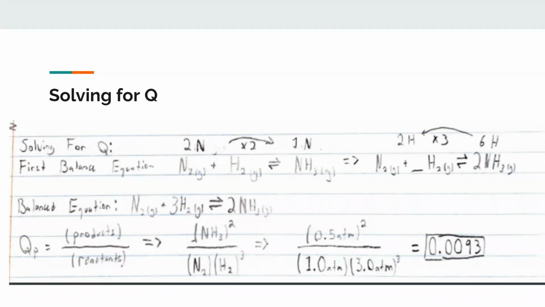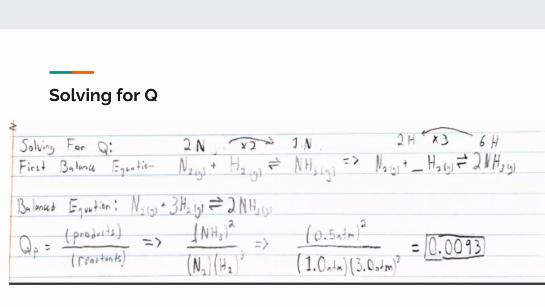So, solving for Q, first we need to balance the equation. So the unbalanced form is nitrogen, hydrogen, in equilibrium with ammonia. So start with nitrogens. There's 2 nitrogens on the left. There's 1 nitrogen on the right. So multiply ammonia on the right by 2. And then after you multiply the ammonia on the right by 2, you have 6 hydrogens on the right, but only 2 hydrogens on the left. So you need to multiply the 2 by 3 to balance out the hydrogens. So then the balanced equation comes out to N2 plus 3H2 in equilibrium with 2NH3.